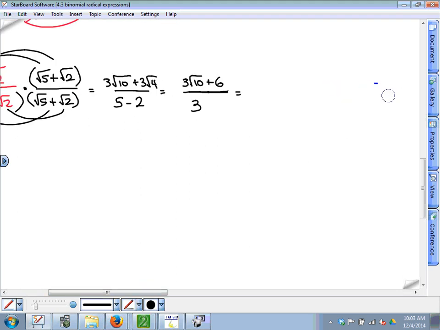So, in the numerator, if you factor out a 3, that's going to leave you the square root of 10 plus 2 all over 3. And boom! See you later, 3s. Answer is the square root of 10 plus 2.